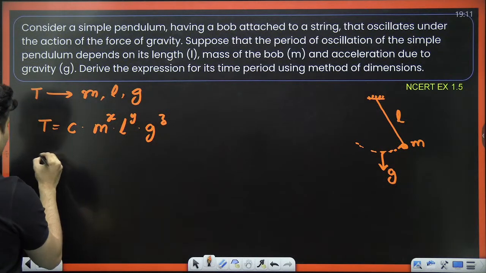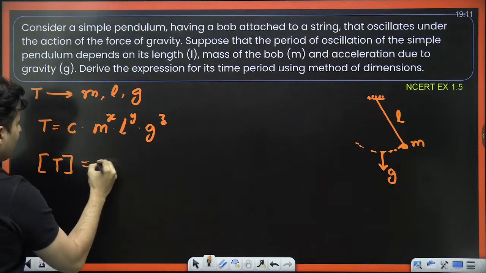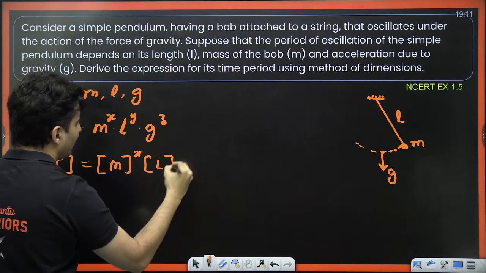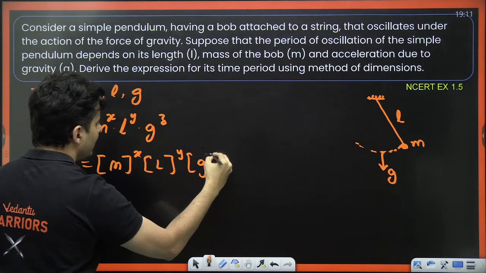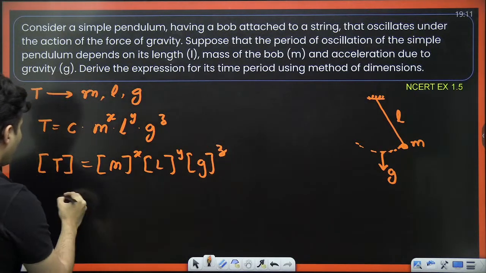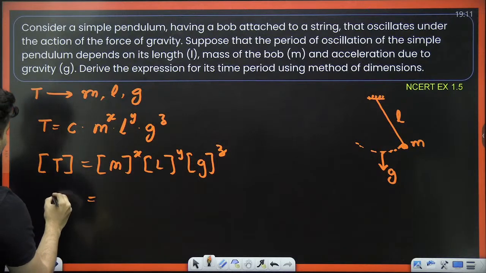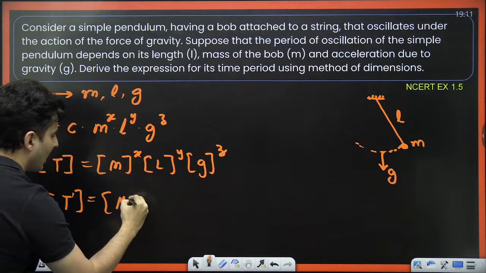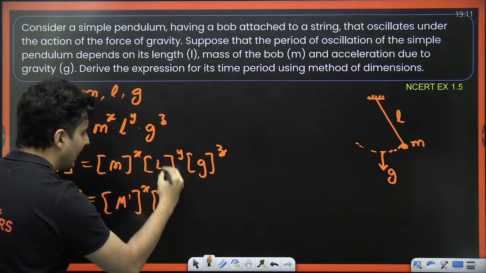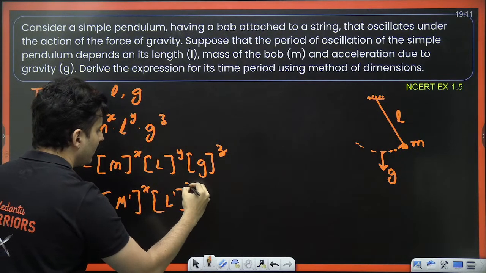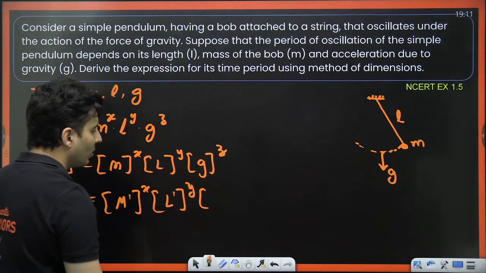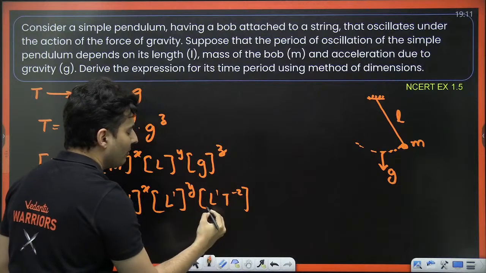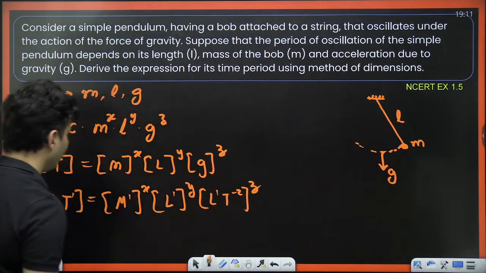So, dimensionally speaking, the dimension of time period will be the dimension of mass raised to x, dimension of length raised to y, dimension of g raised to z. This is time period, so the dimension will be T raised to 1 only. This is mass, so this is M raised to 1 only. This is length, so this is L raised to 1 only, right? And this is acceleration due to gravity, so it is L raised to 1, T raised to -2 meters per second square, raised to z.